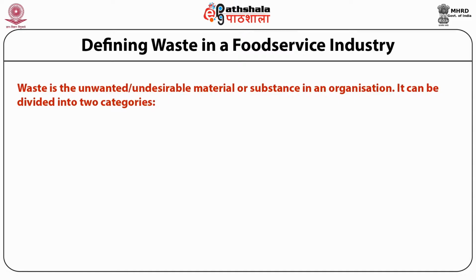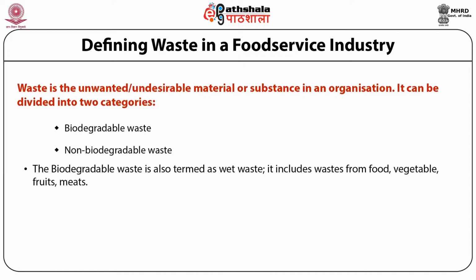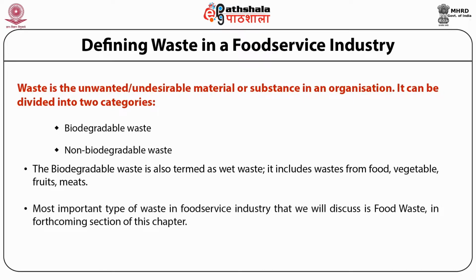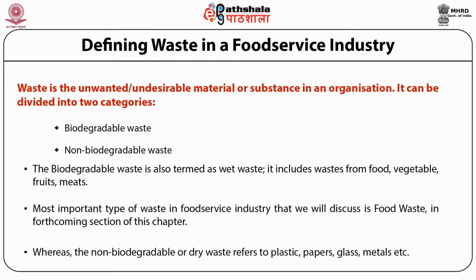We can divide it into two main categories, the biodegradable waste and the non-biodegradable waste. The biodegradable waste is also termed as wet waste. It includes waste from food, vegetable, fruits, and meats, whereas the non-biodegradable or dry waste refers to plastic, glass, packaging, metals, etc. Most important type of waste in food service industry is food waste.